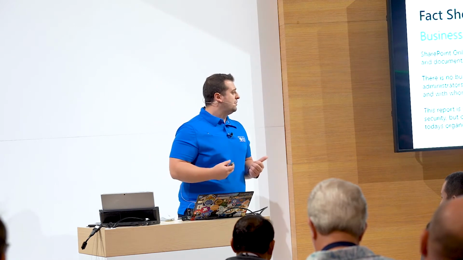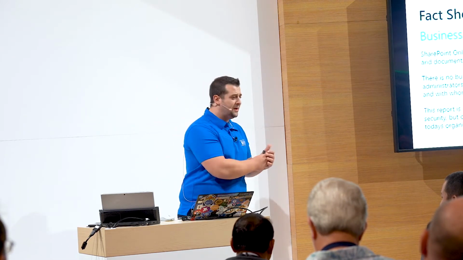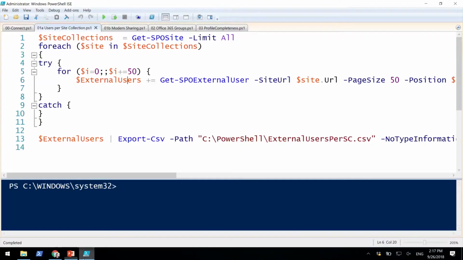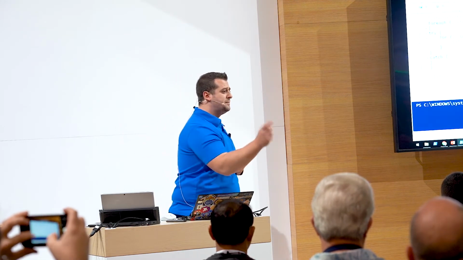For this one, we're only going to use the SharePoint Online module, the Microsoft provided one, not the PNP one. Let me go here and show it to you guys. So what do we do for this report to get all of our external users in the different site collections? First of all, I need to get all of my site collections. So I'm doing site collection equal Get-SPOSite -Limit All. Really important that you put that limit all over there.